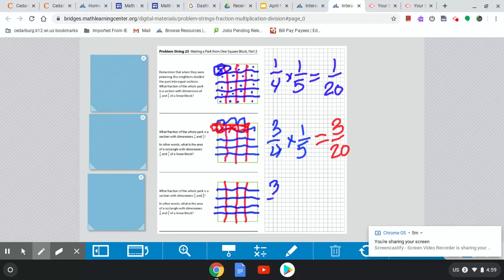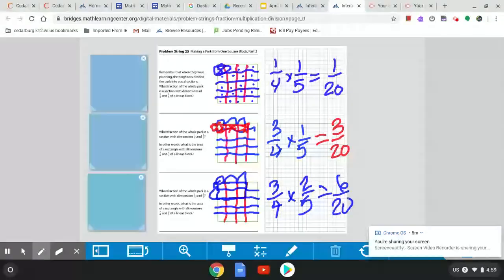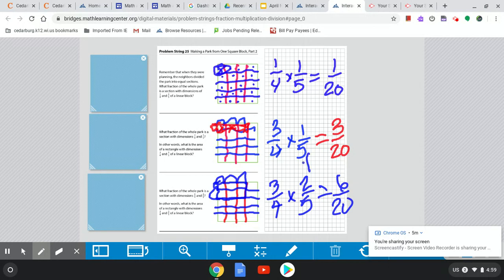We have the 3/4 of the park, which is 1, 2, 3 of those fourths, times 2/5, which goes down to 2, right? Everything located within this square right here is our answer. Did you come up with that yet? Right, 6/20, right? And I also noticed that 2/5 is twice what that would be. So my answer would have to be 2 times what that one would be.